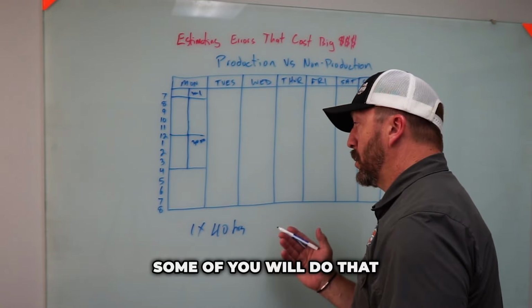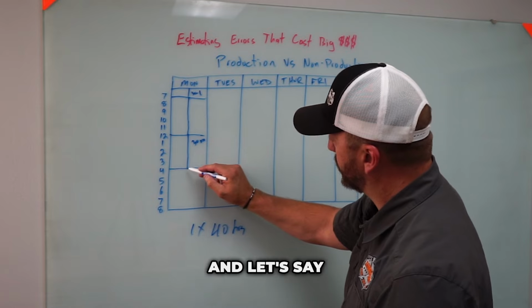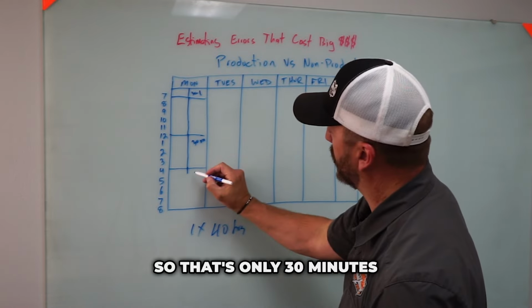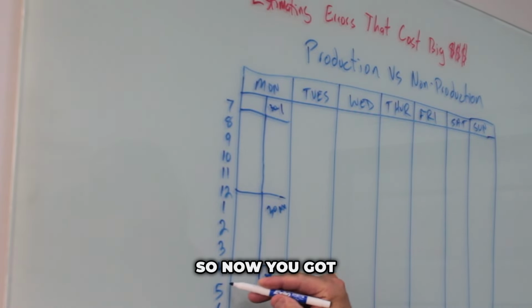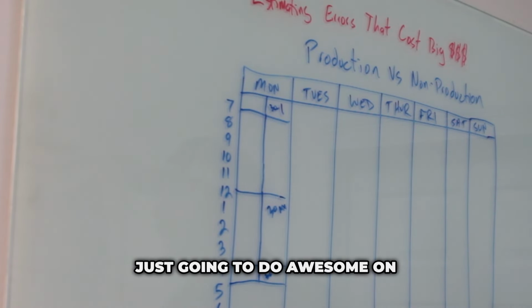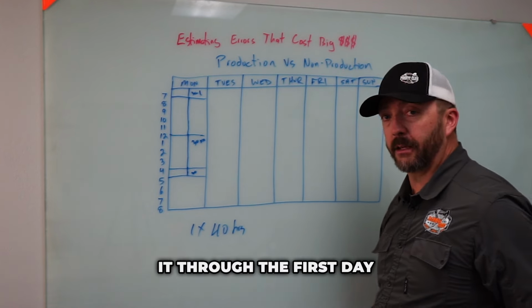Well, some of you will do that, that's fine. But then you still got teardown at the end of the day. And let's say teardown goes a little bit quicker because you're not putting everything back up. So that's only 30 minutes. So now you got teardown. So now on the very first day of this project that you're just going to do awesome on, you are 2 hours behind schedule. And you haven't even made it through the first day.